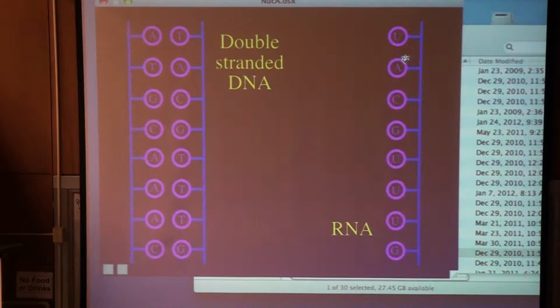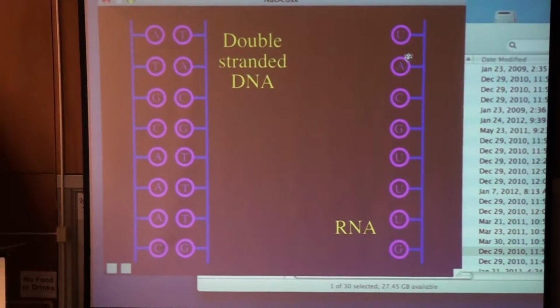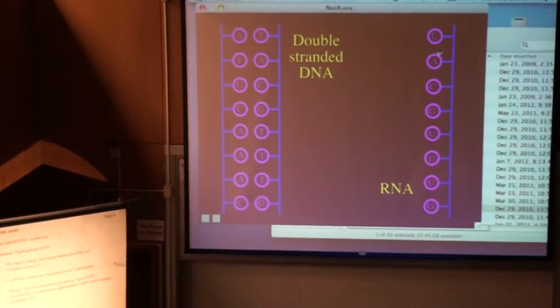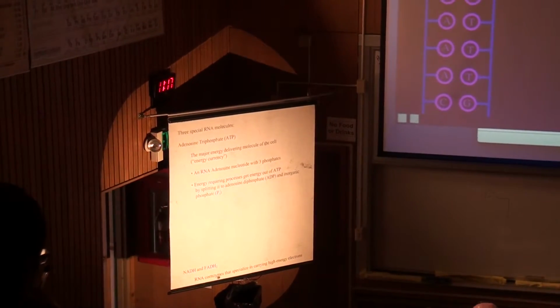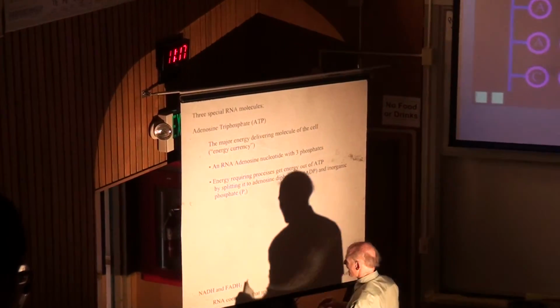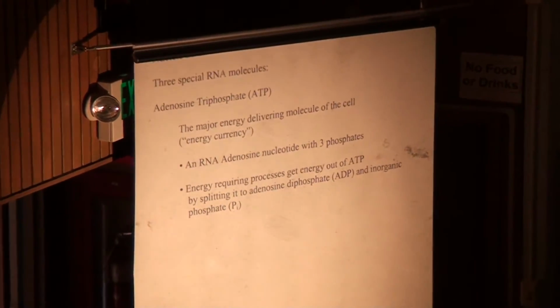All right, so most of the RNA inside the cells is being used to assist the DNA in carrying out its genetic functions. That being said, there are three special types of RNA molecules that have energy-related roles inside the cell. In other words, they are not involved in helping the DNA be the genetic information. These special RNA molecules are called ATP, NADH, and FADH2.